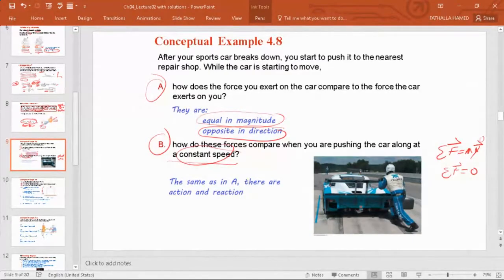There is a force exerted on the car, and the car exerts a force on the driver. And this is what we call the reaction. So we have both here. We have action and reaction. And they are basically the same as the situation that we have in A here. Is this clear?